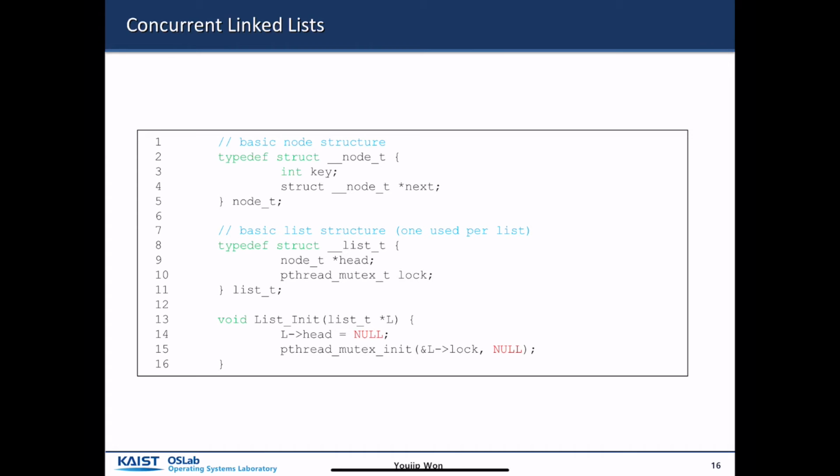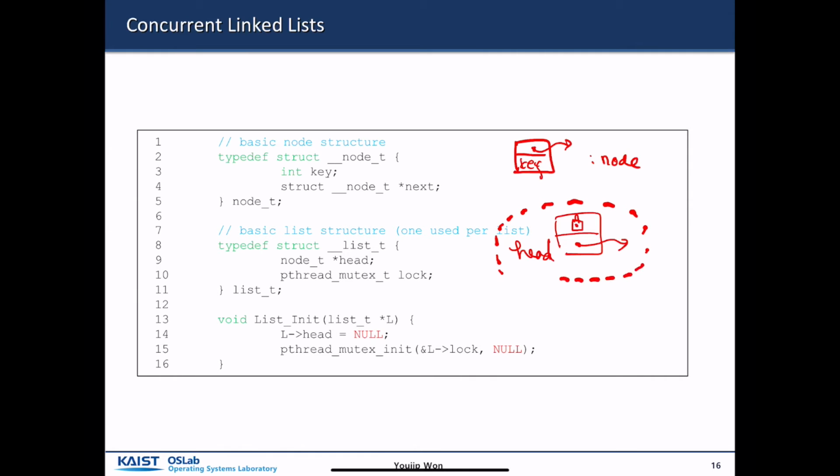So there is a node, and there's key, and there is list. So this is node, and linked list has a head pointer, and it has a lock. And then this is head pointer, and so this is the concurrent linked list. So it consists of a list and the lock. It's pretty simple, huh? So in list init operation, it initializes the head pointer with null and initializes the lock as well.